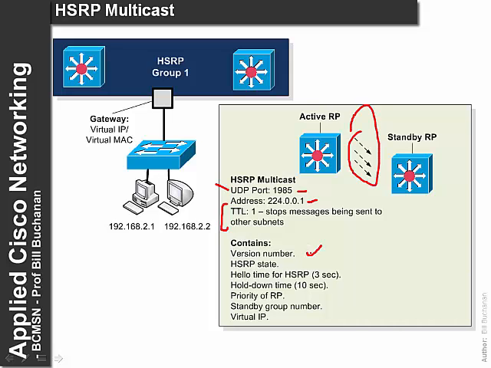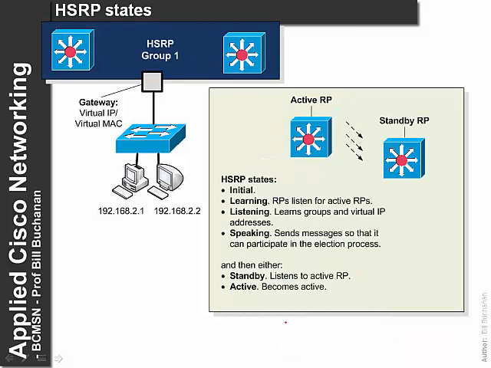Basically the message has its version number, the state, the hello time, the hold down time. The hold down time is the amount of time the standby will wait before it will take over. So in this case 10 seconds. Then the priority of the RP, its group number and its virtual IP address. The basic states that we have are the initial state, and then there is a learning state in which RPs listen for all the RPs on the network.